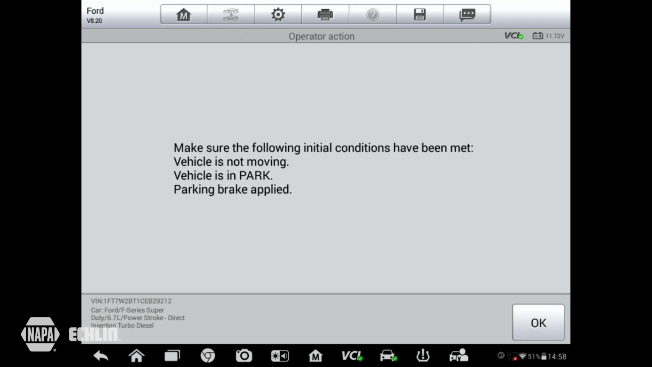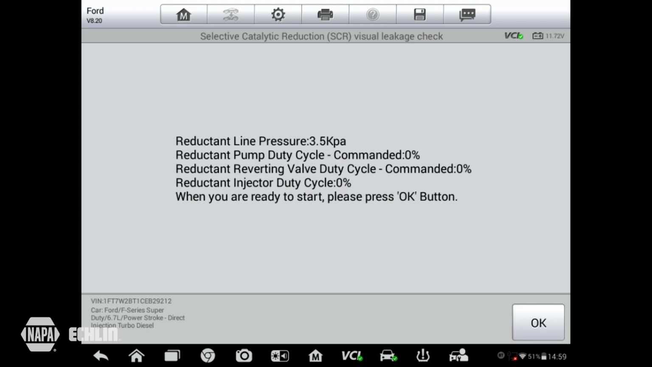We see a menu that comes up next. It tells us to make sure that the vehicle is prepared to do the operation. The vehicle cannot be moving. Well, of course, it's in our bay. Vehicle's in park, yes. Parking brake is applied, so we would hit OK. Now we see information about the system: the current line pressure is around 3.5 kilopascals. Currently, the pump is not being commanded, and other parts of the system are also not being commanded. When we're ready, we'll hit OK, which I'm doing now.